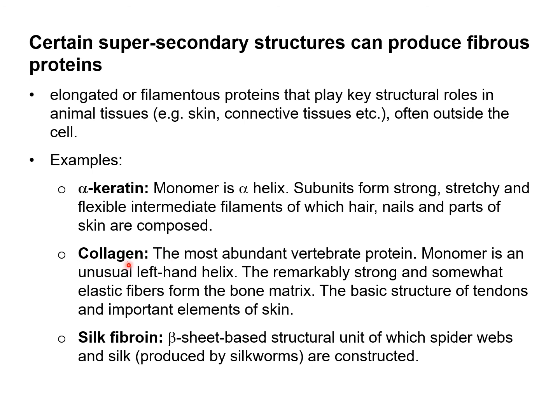And collagen is the second example, and this is the most abundant vertebrate protein, and its monomer is an unusual left-handed helix. So remember that most of the alpha helix forms right-handed, but this one's actually left-handed. But you're going to see more properties of this, how this left-handed helix contributes to the stability of this fibrous protein structure. Anyway, they are remarkably strong and somewhat elastic fibers, and that forms the bone matrix, the basic structure of tendons, and important elements of skin too.